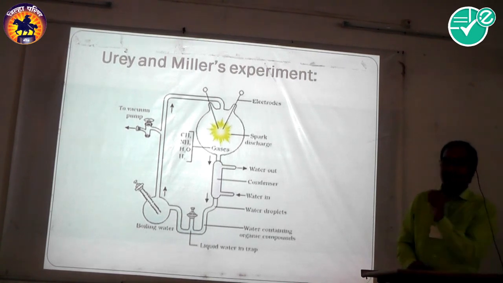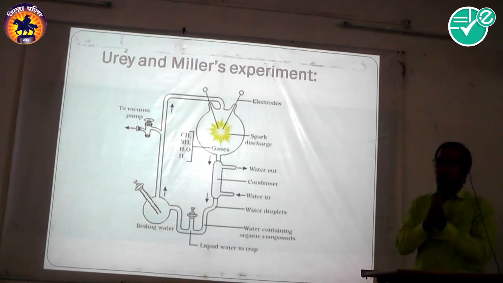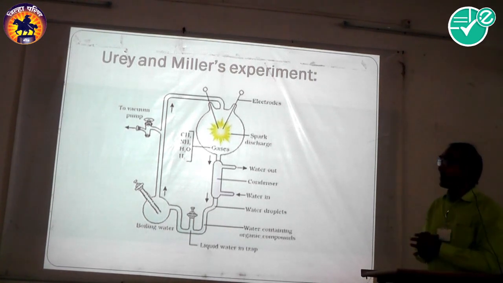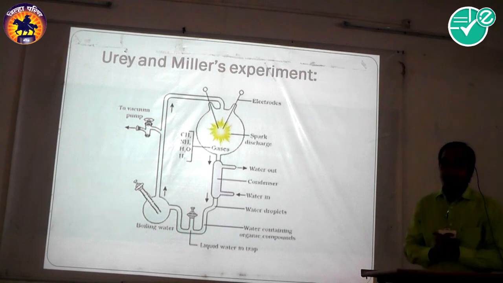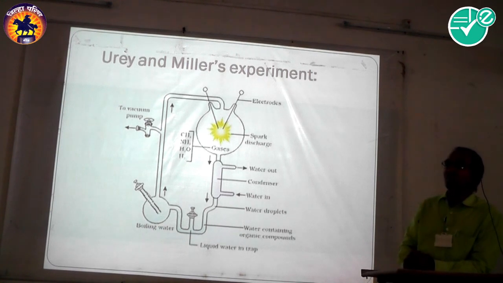The Oparin and Haldane theory was mainly proved by Miller. Basically, Miller is an astronaut. He is an astronaut who studied at the University of Chicago.